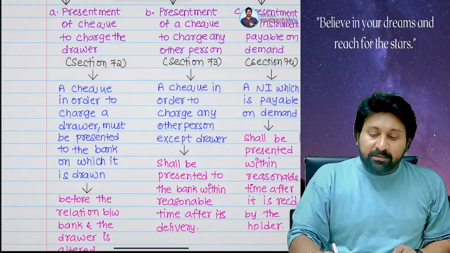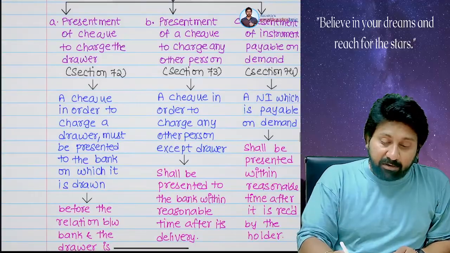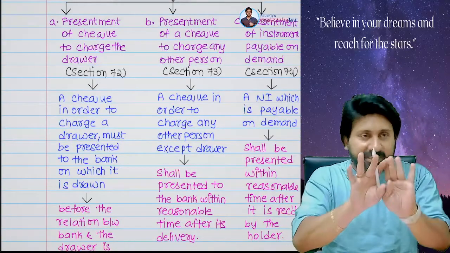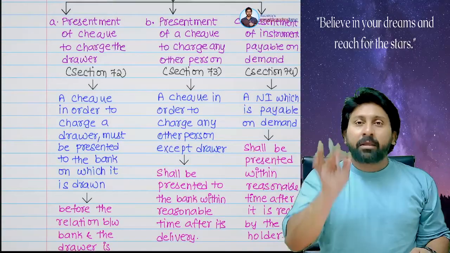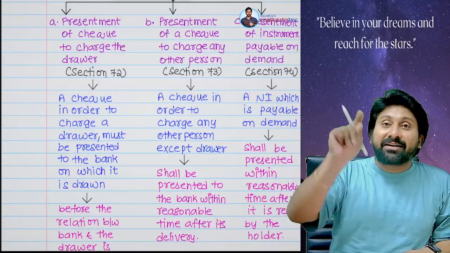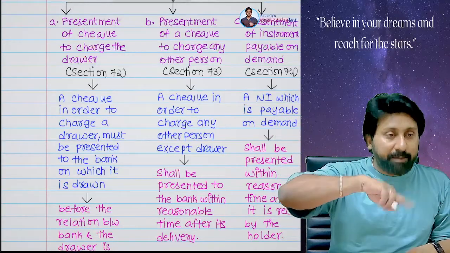Next, sir, I want to make some other person liable. Whom? Some other person. Don't ask other questions now; this is not the time. Just remember, if you want to make the drawer liable, present the check before his relationship ends with that bank.